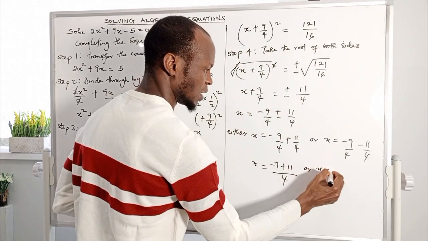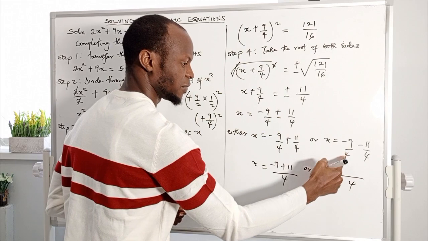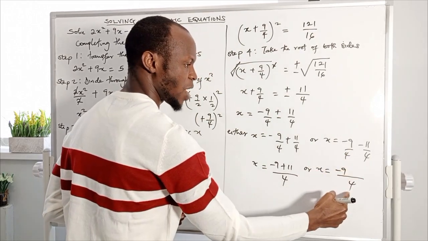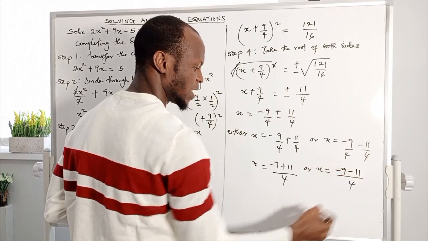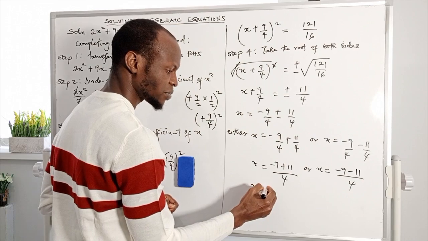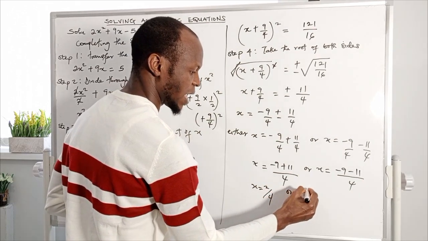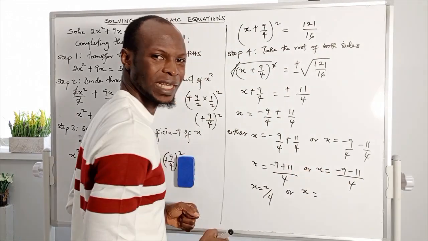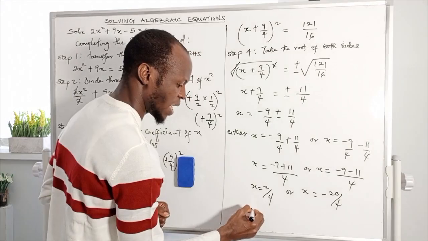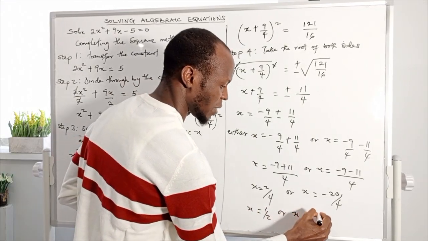Or my x equals, if you find the LCM of this one also, we have 4 in 4 is 1. 1 times minus 9 will give me minus 9. 4 in 4, 1. 1 times minus 11 is minus 11. So minus 9 plus 11 will give me 2 over 4, or my x equals minus 9 minus 11 will give me minus 20 over 4. Automatically, my x is either half or my x is minus 5.